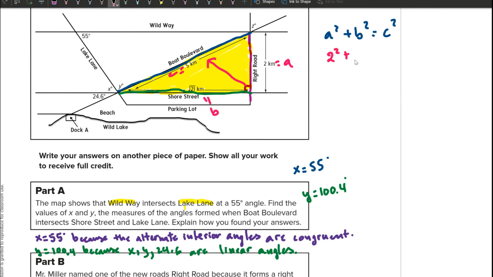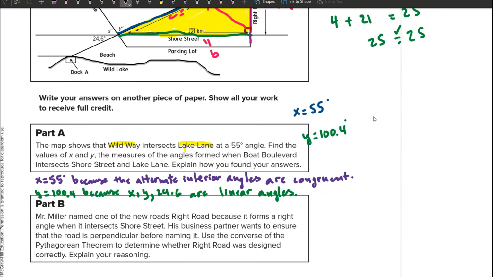2 squared plus square root of 21 squared equals 5 squared. Is that true? 2 squared is 4. Square root of 21 squared: the square and square root cancel each other out, giving you 21. 5 squared is 25. So 4 plus 21 is 25, equal to 25. So yes, the three sides of the triangle follow the Pythagorean theorem, which means that it is a right triangle.